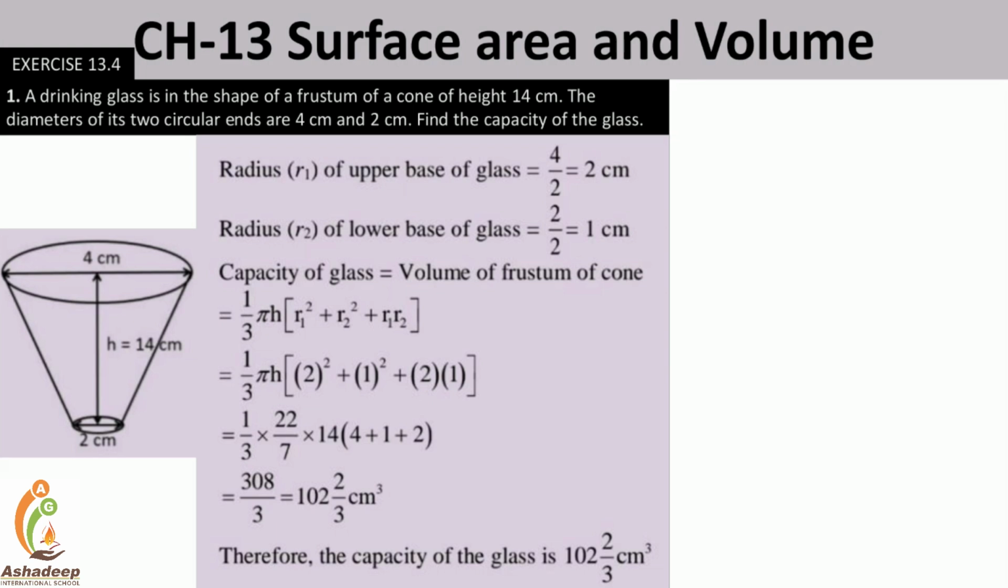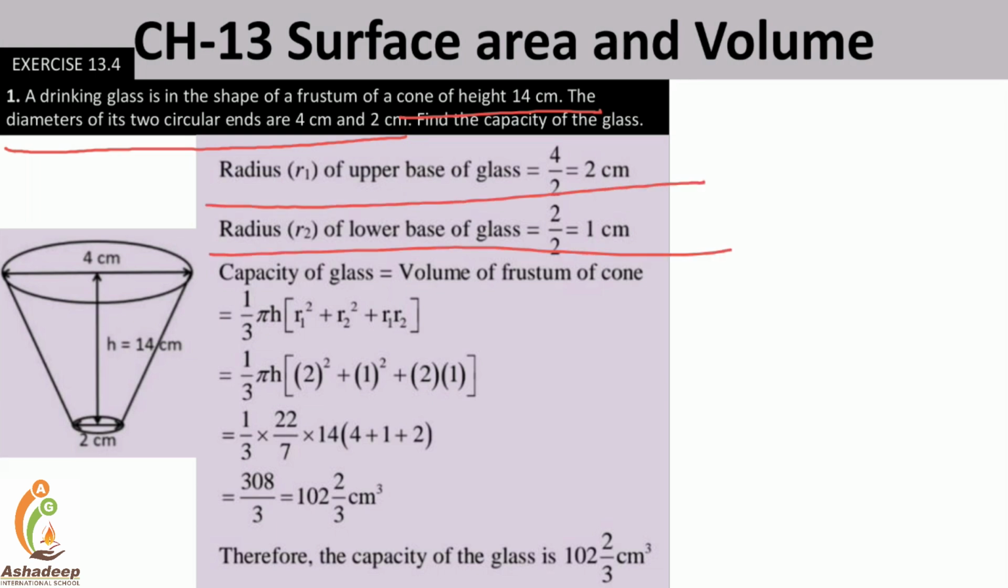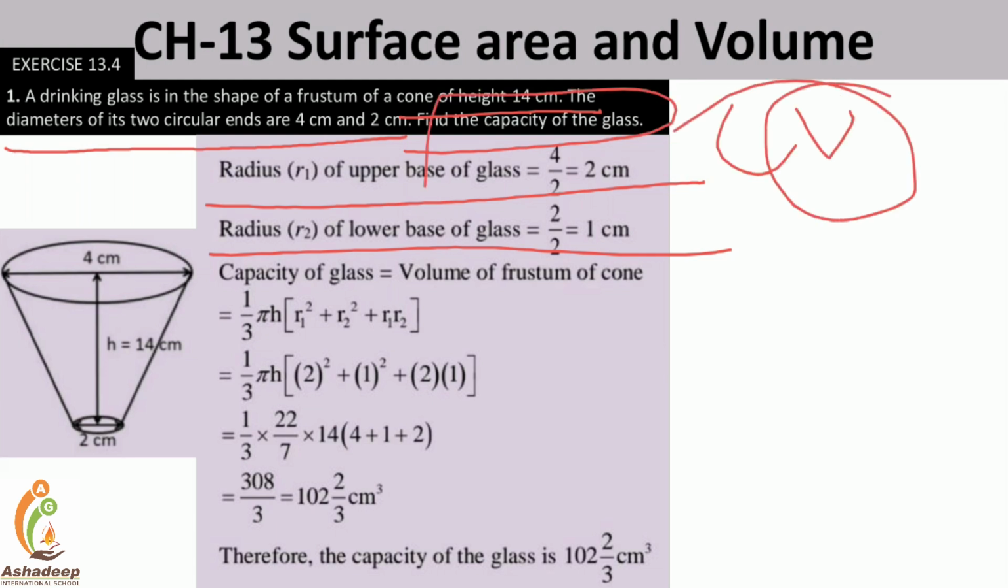A drinking glass is in the shape of a frustum of cone of height 14 centimeter. The diameters of the two ends are given. See, the diameters are given, so we need to convert them into radius, right? Now here we have to find out the capacity. Capacity means nothing but the volume. So we have to find out the volume, and the volume is 1/3 pi h, R1 square plus R2 square plus R1 into R2.